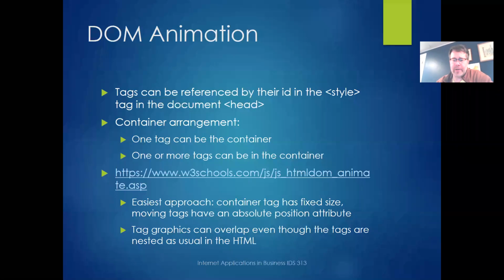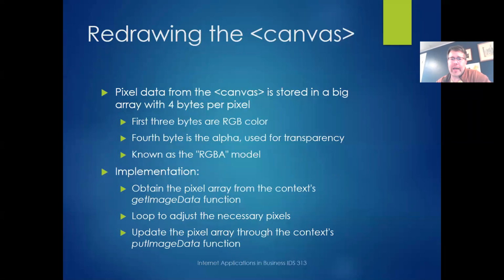Last one we're going to talk about, redrawing the canvas. Okay, so all that data that's in your canvas tag has to be stored somewhere. And the format that it's stored in is basically a big array with 4 bytes per pixel. So the first 3 bytes are our standard RGB color, 0 to 255 for red, same for green, same for blue. The 4th byte is something called an alpha.